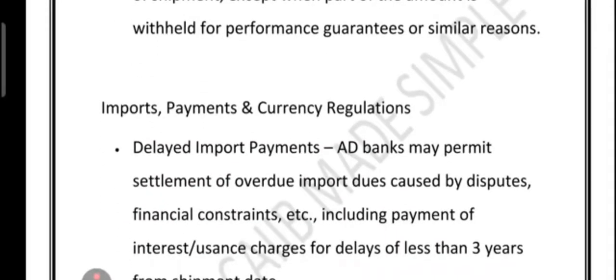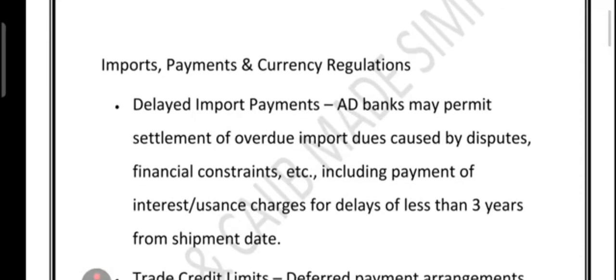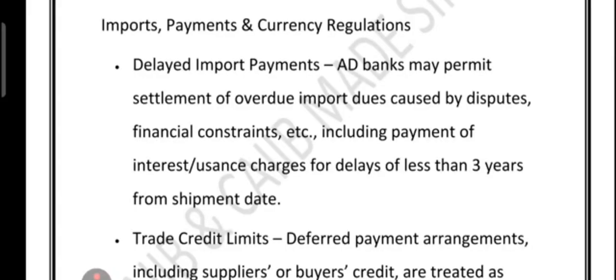Now let's look at the second point, second paragraph. So let's break down some important RBI guidelines for import payment and currency. First of all, if import payment gets delayed, maybe due to dispute, money problem or any genuine reason, your bank can still help you settle them. This can include interest or other charges as long as the delay is under 3 years from the shipment date.